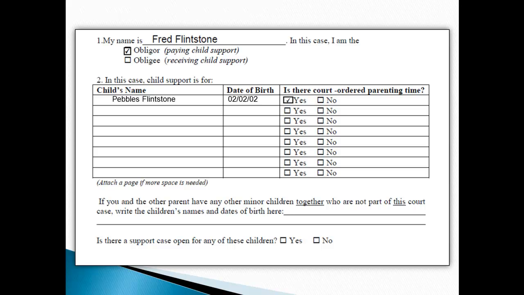If you have more than one child support case with the other party, only list the name of the child or children involved in this particular case. Do not include names of children that you have with another person. You will be asked for that information later. If you do have more than one child support case with the other party, list the names of the other children and their birth dates in the space provided below. In this particular case, Fred does not have any other children with Wilma, so the question does not apply to Fred. Therefore, Fred can write NA, which means not applicable.